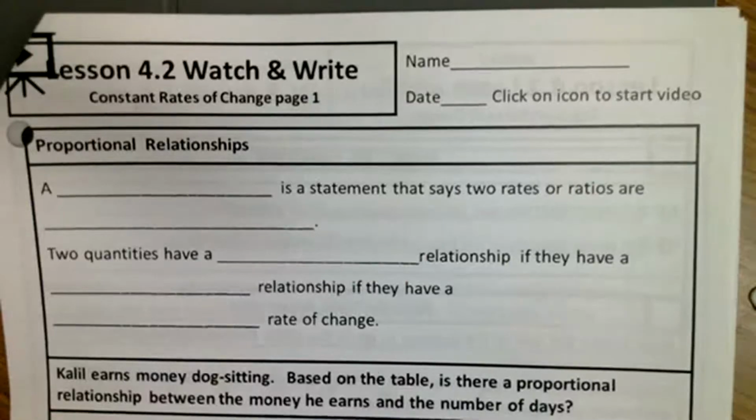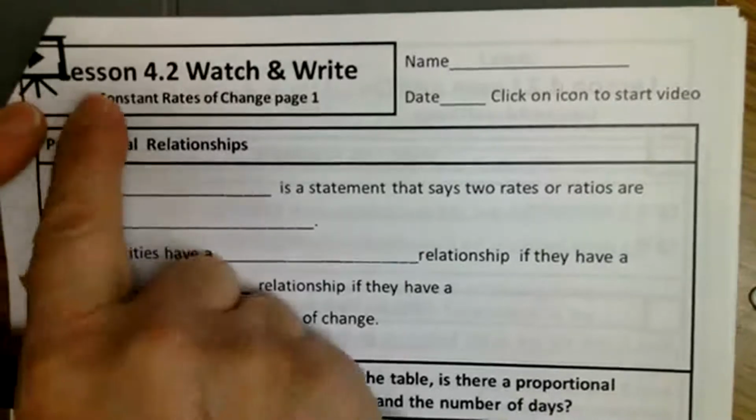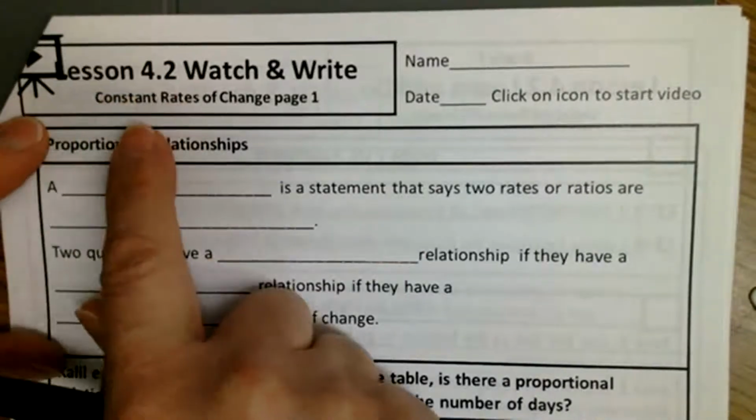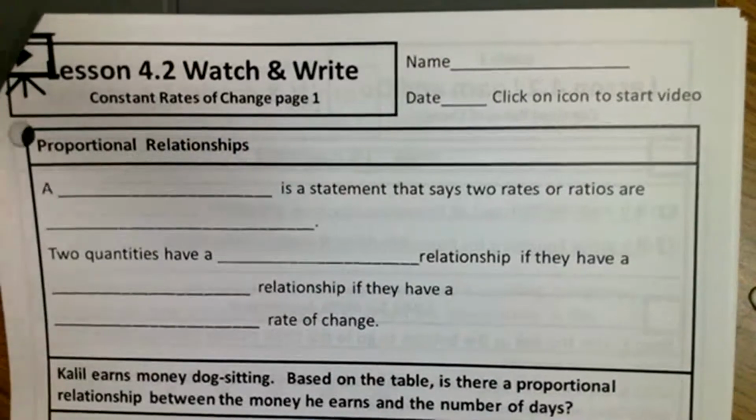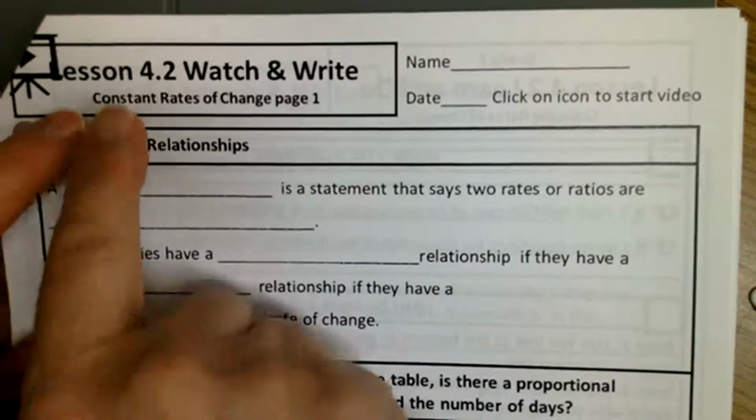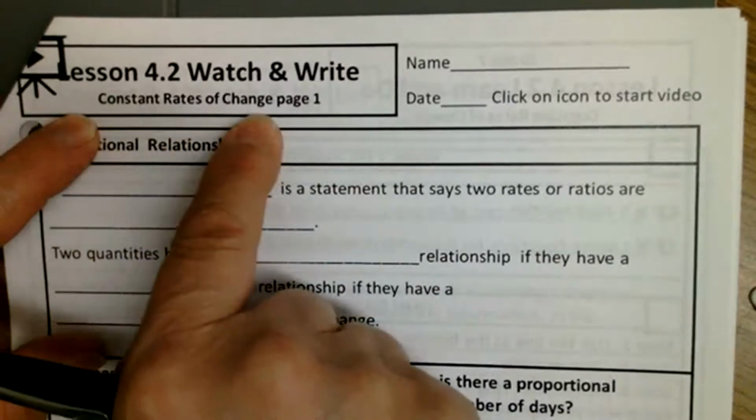All right. This lesson is lesson 4.2. It's called Constant Rates of Change. We are in module 4, which is in the next unit, unit 2. And unit 2 is on rates and proportional relationships. And we're on a lesson called Constant Rates of Change.